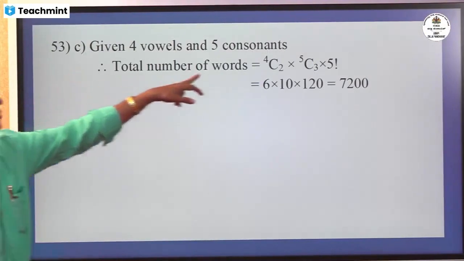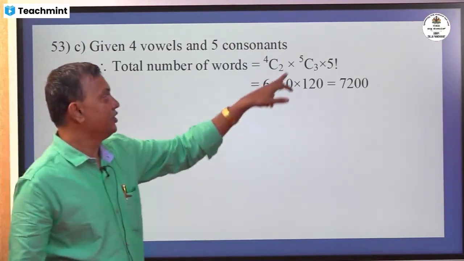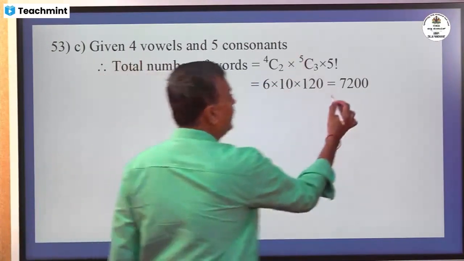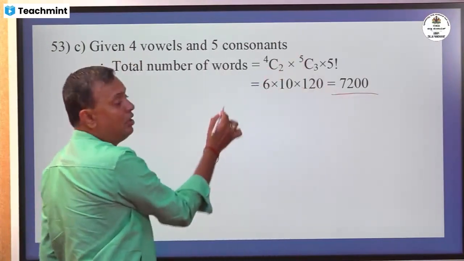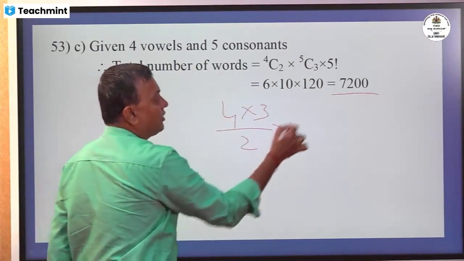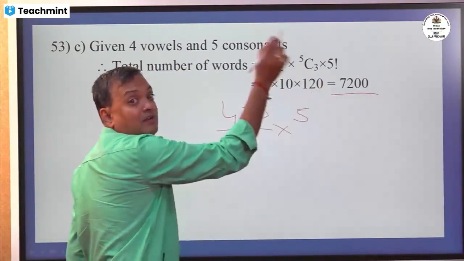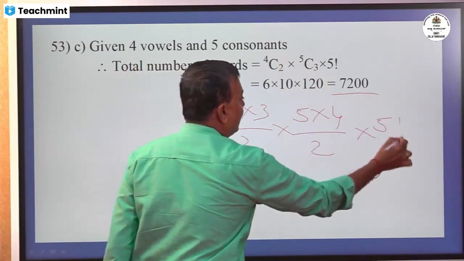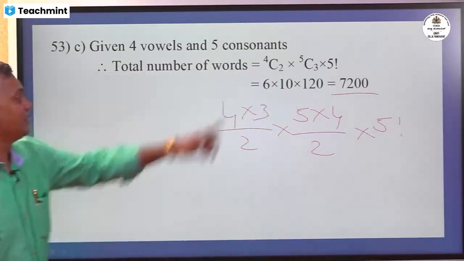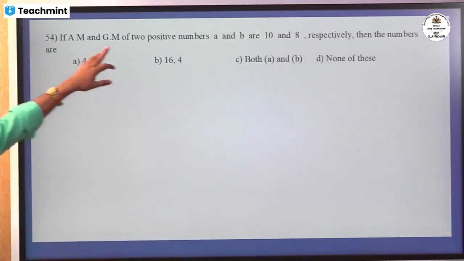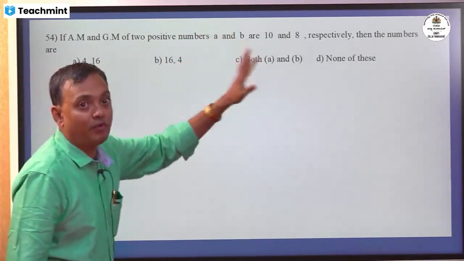So total number of words is 6 into 10 into 120. This is 720. We know what is 4C2, 4P2, 4 into 3 divided by 2 factorial. This is 5C3, nothing but 5C2, 5 into 4 by 2 into 5 factorial. On simplifying we get 7020. 200. Next question.